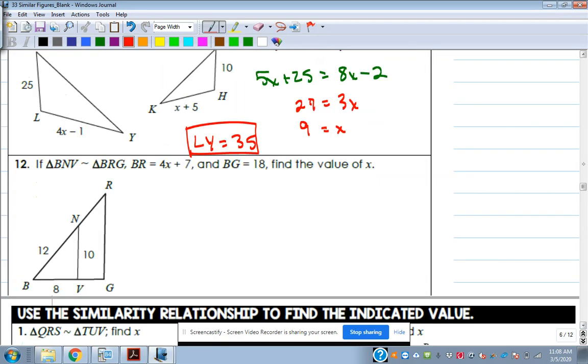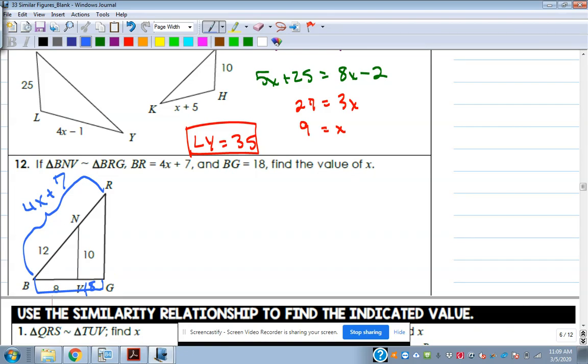All right. Number 12. It says triangle BNV, smaller, is similar to triangle BRG, the larger one. BR is 4x plus 7. BG is 18. Find the value of x. What's up the problem here? So in my picture here, I didn't do a very good job drawing that. From here to here is 4x plus 7. From here to here is 18.